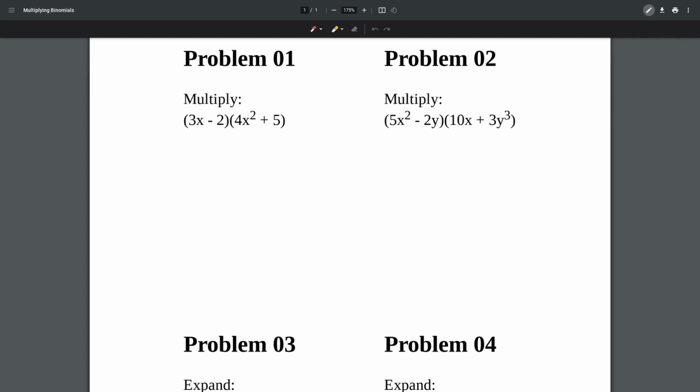In this video I'm going to talk about multiplying binomials together. Now there's a few different strategies I'm going to show you, and let's start with problem 1. Let's start with the Punnett Square strategy. So I have the binomial 3x minus 2 times the binomial 4x squared plus 5.